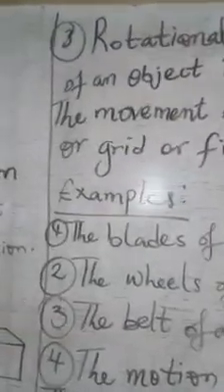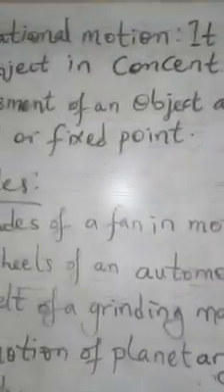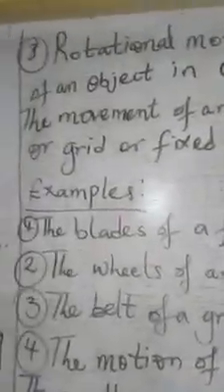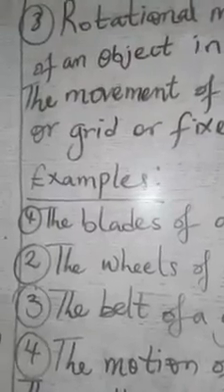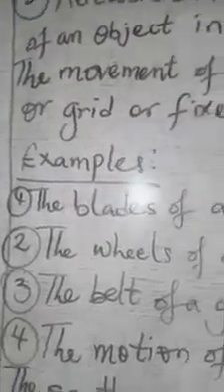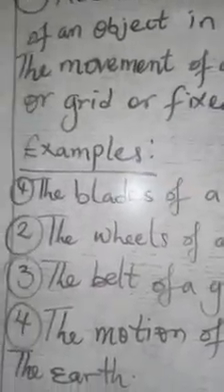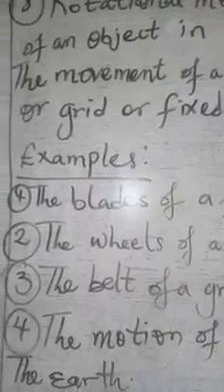Examples include, number one, the blades of a fan in motion. Consider a ceiling fan or a standing fan. When the blades are in motion, the fan itself does not move. It doesn't move from one room to another or from one point to another, but the blades are moving. The blades are not static. They are rotating in a fixed manner.